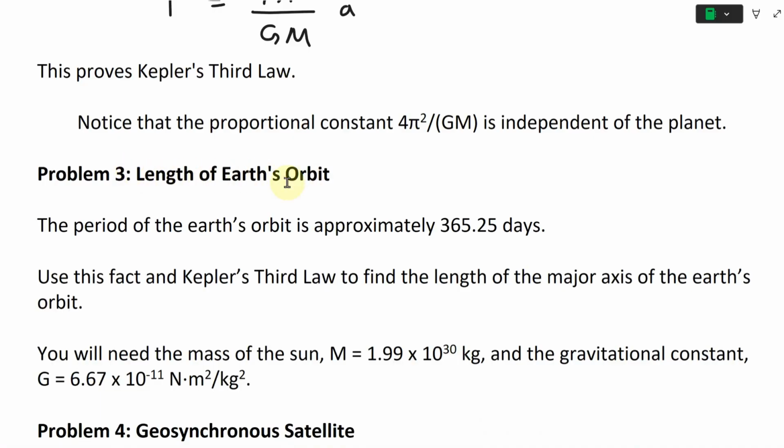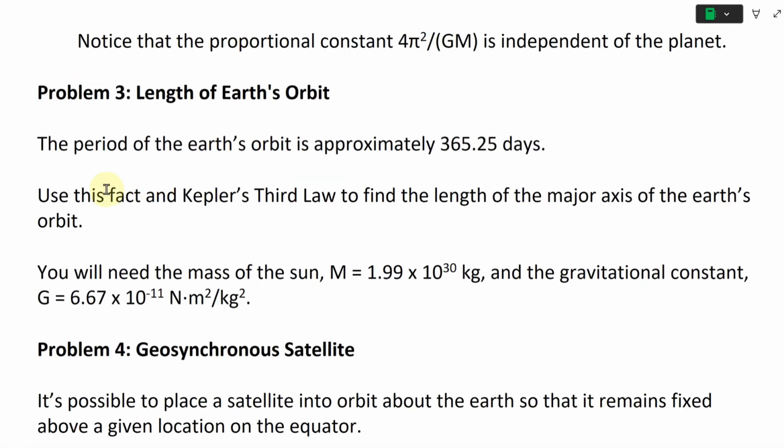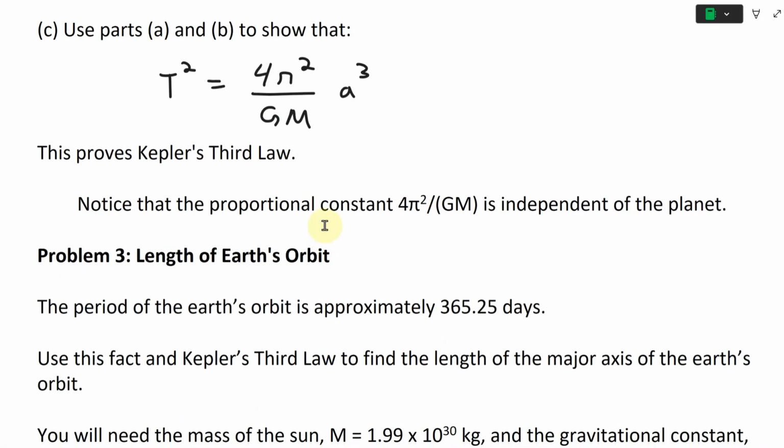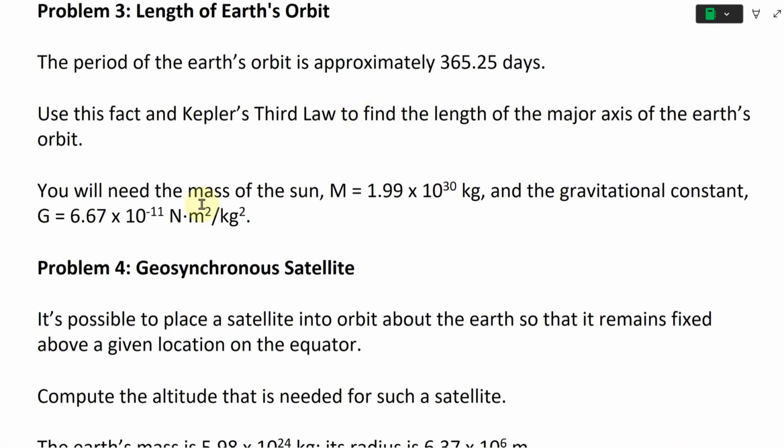So, length of Earth's orbit. The period of Earth's orbit is approximately 365.25 days. And it says, use this fact and Kepler's third law to find the length of the major axis of the Earth's orbit. So basically, this is the third law right here: T squared is proportional to the cube of the major axis. And then you will need the mass of the sun, M equals 1.99 times 10 to the power of 30 kilograms, and the gravitational constant, G equals 6.67 times 10 to the negative 11 newton meters squared per kilogram squared. All right, and now problem 4.